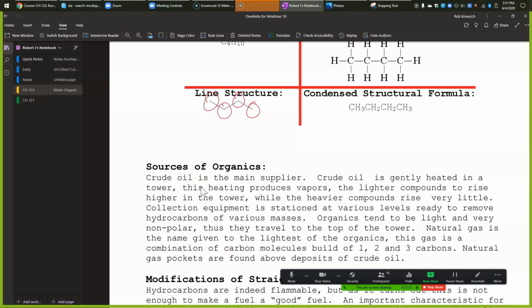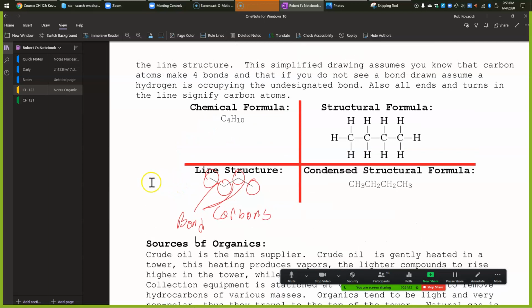Isn't each point representative of the carbon or 2 carbons? Each point is 1 carbon, and each one of these lines is a bond between carbons. So what are you not seeing? We're not seeing the H's. We're not seeing any hydrogens, but you're supposed to know, since you're studying organic chemistry, that carbons need 4 bonds. And so if the hydrogen is not drawn, then assume it's there if the carbon doesn't have 4 bonds on it.